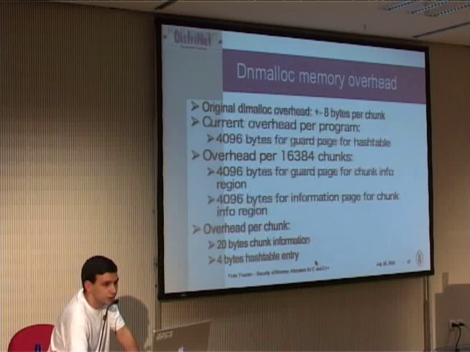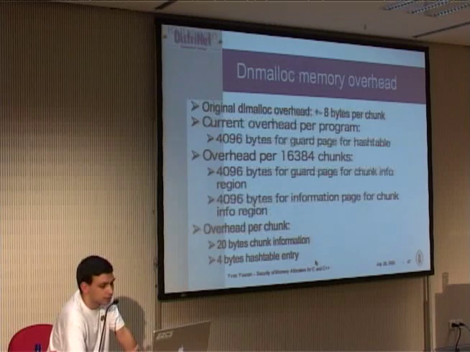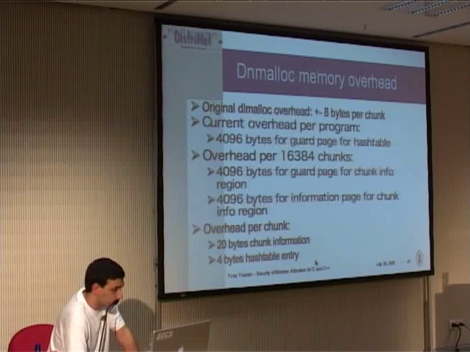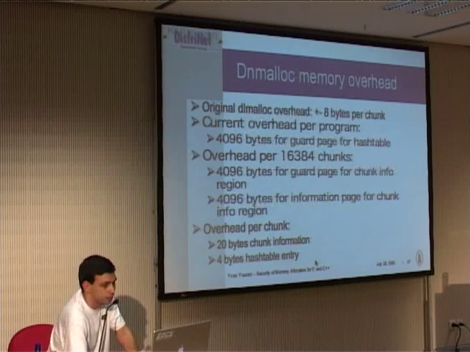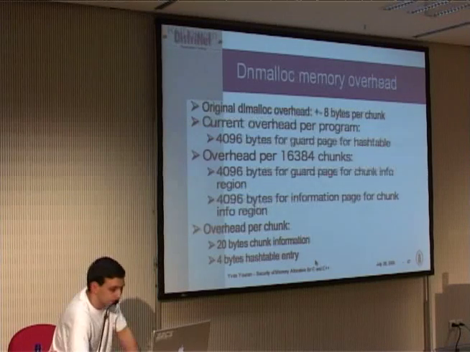Currently this information page is not used. I'll talk about that later, when I tell you what's still to be done in our allocator. And per chunk, we have 20 bytes of chunk information overhead and 1 hash table entry per 8 chunks.